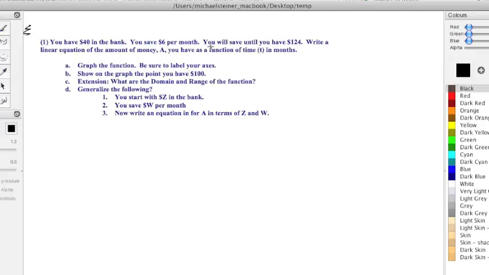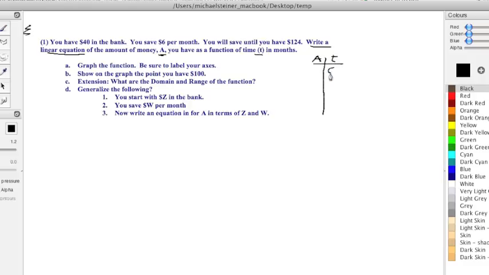You have $40 in the bank, you save $6 per month, and you will save until you have $124. So I want you to write a linear equation of the amount of money A you have as a function of time T in months. So just to think of some points here, let's make a table of points that might spark some intuition.